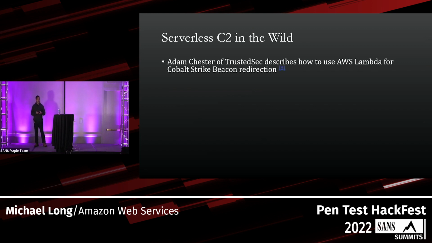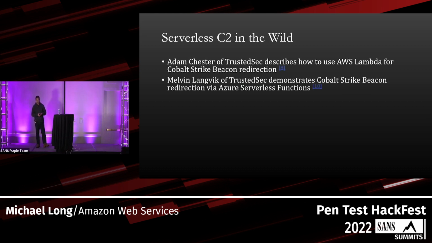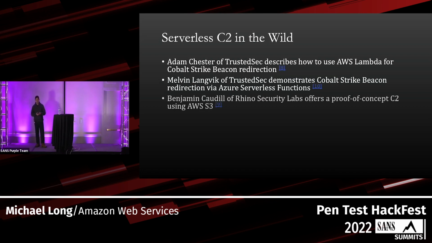Now, there's a number of blogs from various sources. TrustedSec is one of the more prominent ones. This blog here by Adam Chester describes how to use AWS Lambda for Cobalt Strike beacon redirection. There's another TrustedSec blog that demonstrates how to use Cobalt Strike beacon redirection with Azure serverless functions. So one of the key takeaways here is what I'm going to share with you is not by any means limited to AWS. This is something that affects all cloud providers.